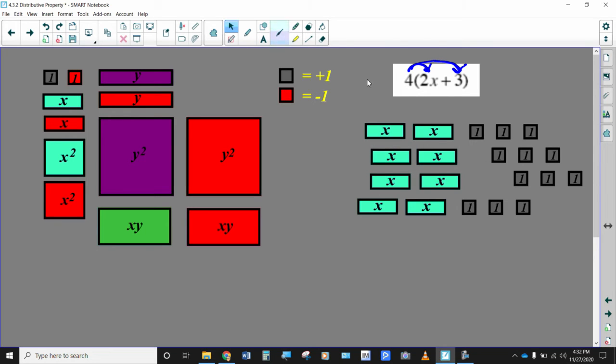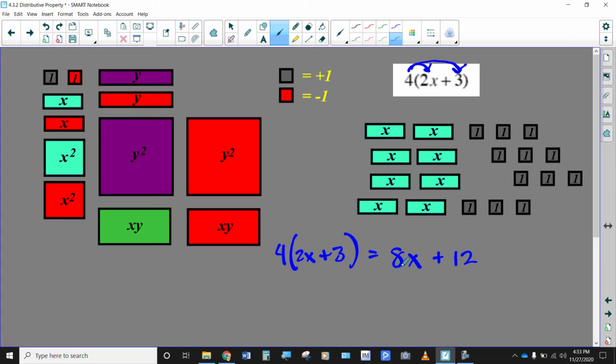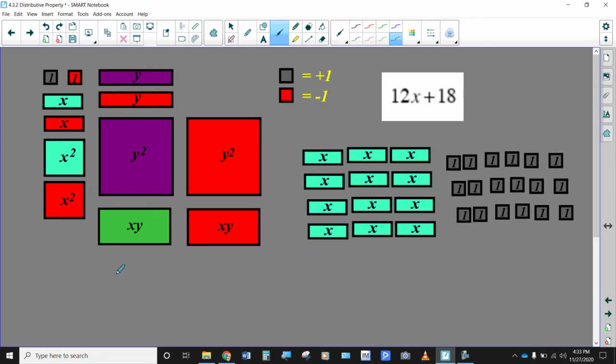Well, how many total x's are there? There's a total of 8 x's. And how many 3's are there? Well, there's 4 3's, which means that there are 12 1's. So 4 times 2x plus 3 is equal to 8x plus 12, because it's 4 times 2x and 4 times 3. Now let's see if we could work this in the other direction.